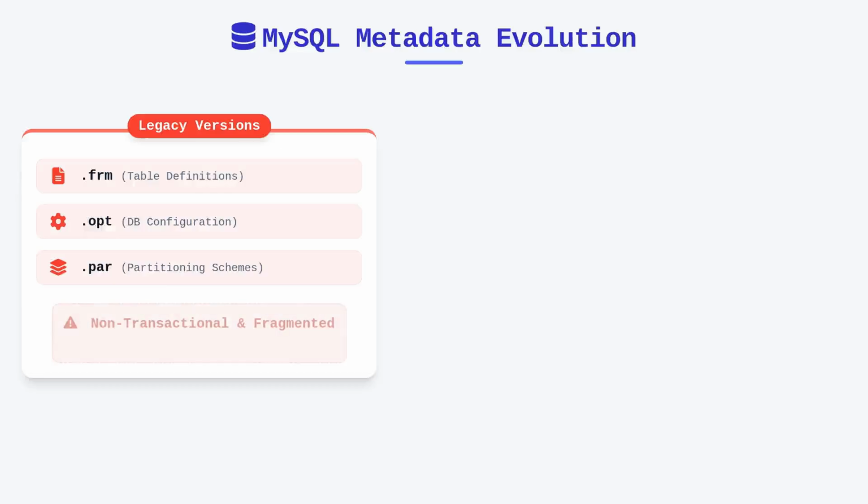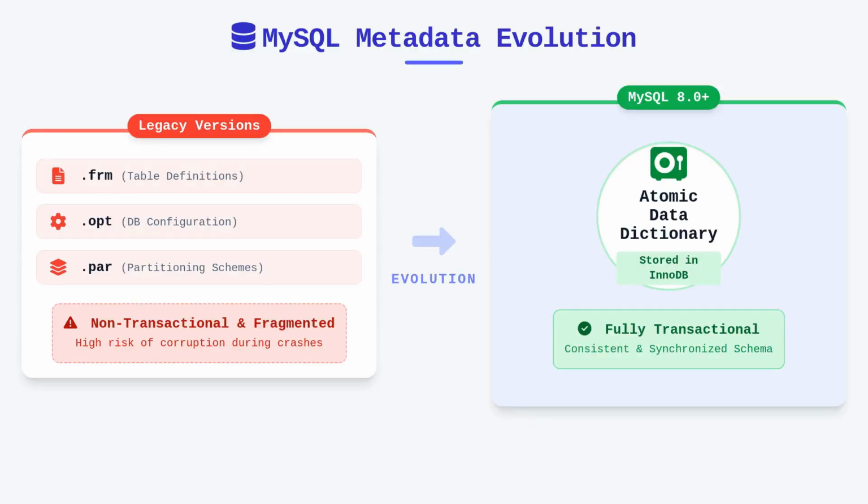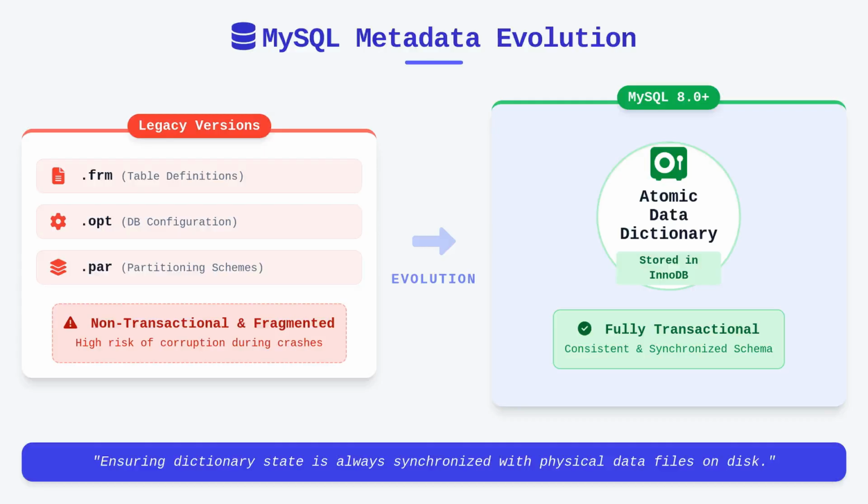These files were not transactional, meaning an unexpected server crash during a DDL operation could easily lead to metadata corruption or inconsistencies between the physical file state and the server's internal representation of the database schema. With MySQL 8.0, we have moved to a truly atomic transactional data dictionary stored internally within the InnoDB storage engine. This transition means that all metadata changes, such as modifying a table structure or altering a column, are now managed within the scope of consistent transactions. This fundamental change finally brings sanity to schema management by ensuring that the dictionary state is always synchronized with the actual data files on disk.